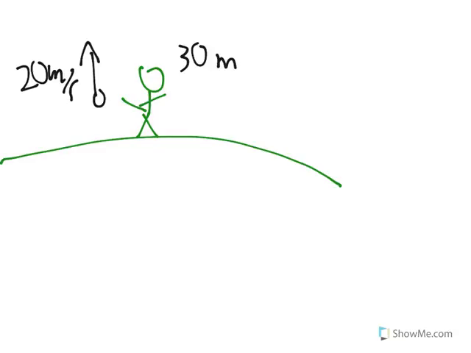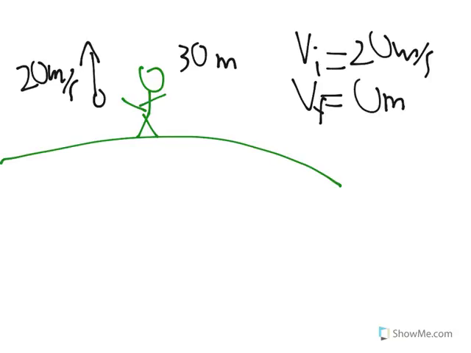So we go back to write out our equations. We know our velocity initial equals 20 meters per second. At its peak, velocity final equals 0, because that's what it means to be at the peak.